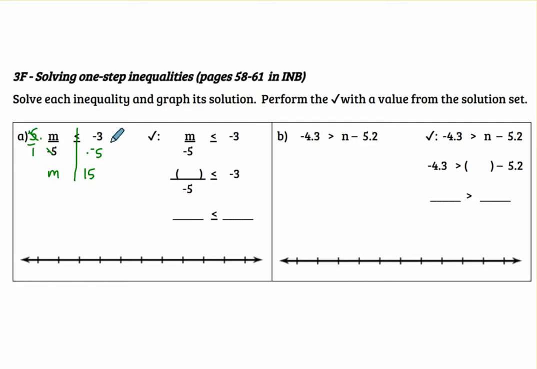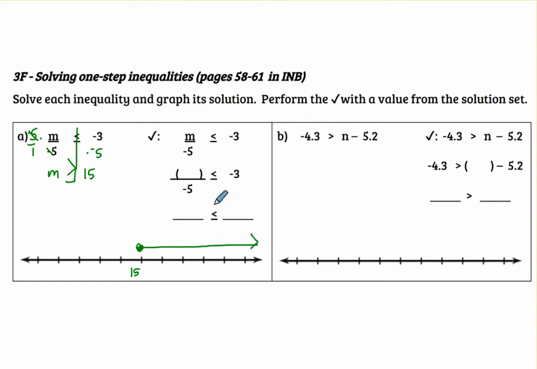Now we need to look at what we just did. Remember, the rule is if you ever multiply or divide by a negative on both sides of an inequality, what happens to the symbol? It flips. So instead of a less than or equal to, it's now a greater than or equal to. So I'm going to put this number on my number line. It's going to be 15. I'm going to use a closed dot over 15, and it's going to point in the same direction as my symbol. So I'm just going to kind of draw my arrow here.